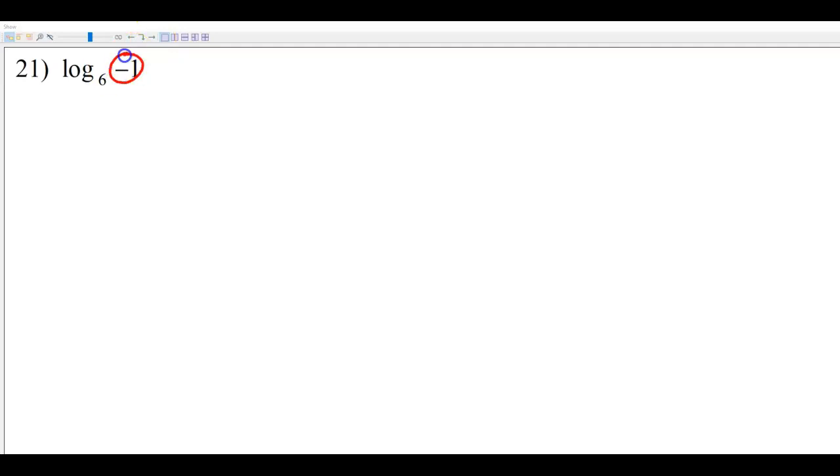Logarithms can never have a negative here, so in this case, that would be no solution. I just did another odd problem again by accident, but the same answer applies on 22. Can't have a negative number here, so that's no solution. 24, you also can't have a 0 here. You're only allowed to have positive numbers in that spot. And so once again, that's no solution.